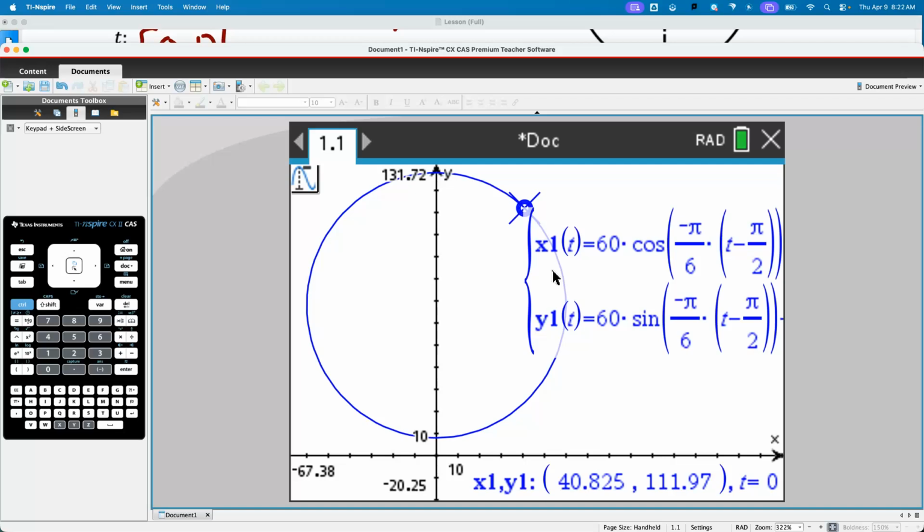Okay, whoops. Oh, what's going on here? T equals 0 when I'm there. What's going on here? Shouldn't I be at the bottom? Shouldn't I be at the bottom at 0? Okay, so what did we do wrong? Let's problem solve this.